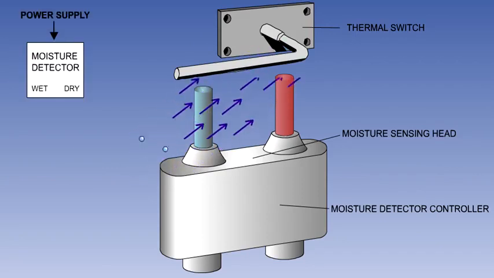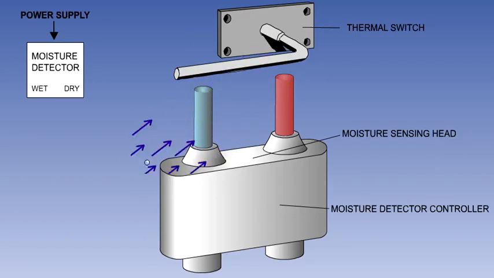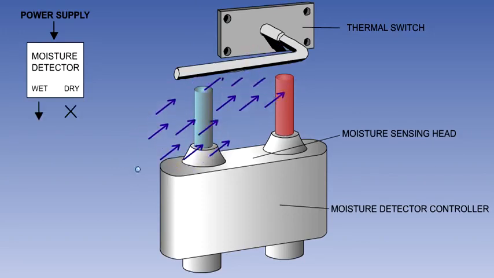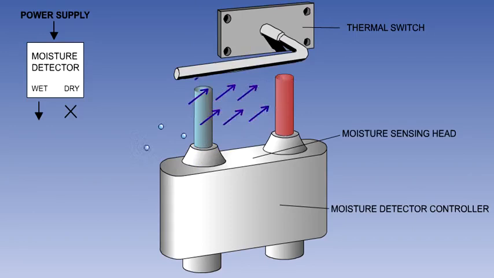The moisture detector controller is situated in the base of the unit, and senses the temperature difference between the wet and dry sensing bulbs. When the temperature difference reaches a predetermined value, it will send an icing conditions signal.